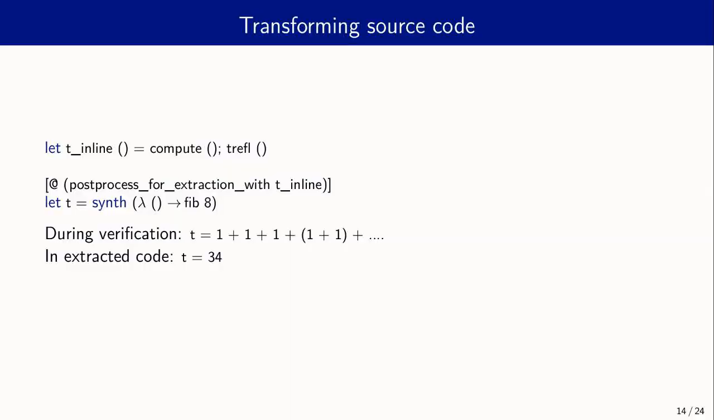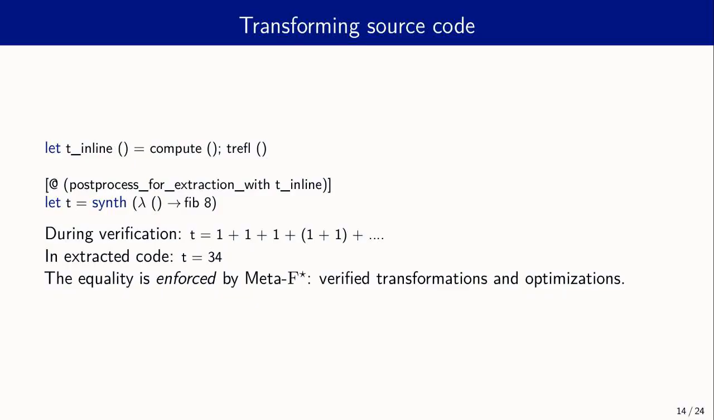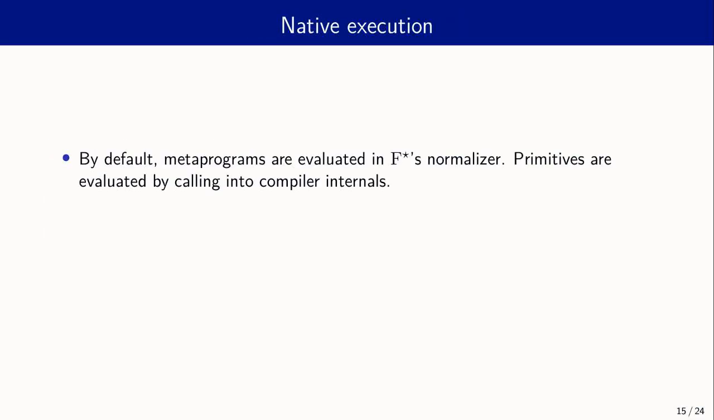So with this small code, during verification, this tactic generates a huge number of additions. This is a toy example, of course. And in extracted code, you just get the result because this is calling compute. The equality is enforced because the goal is an equality, and Meta-F-star checks that it's actually proven.